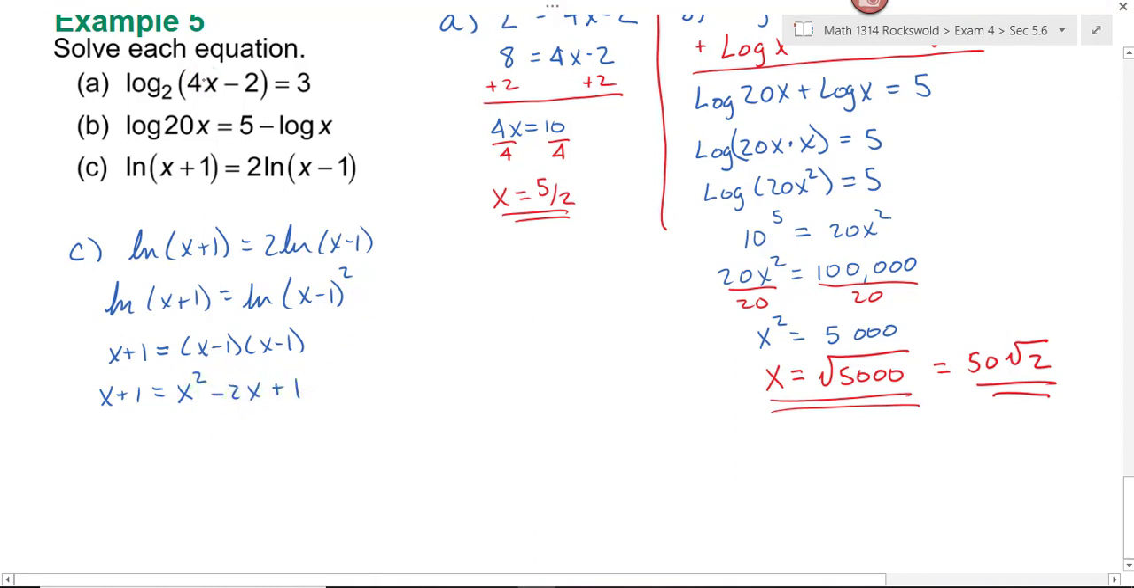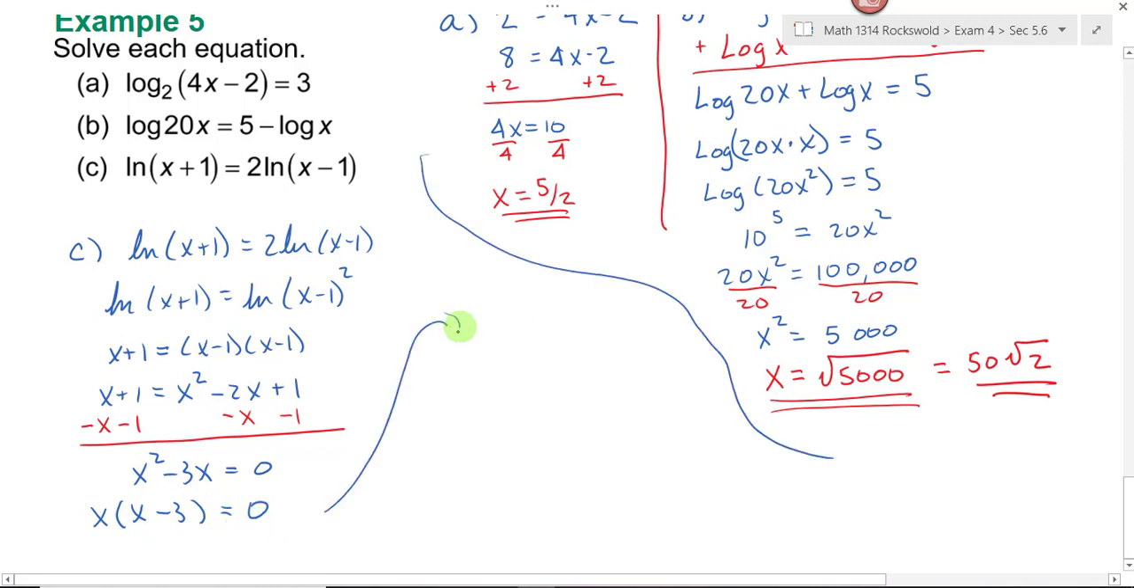This is a quadratic equation, so I need to set it equal to 0, so I'm going to subtract an x from both sides and subtract 1. And when I do that, I get x squared minus 3x equals 0. This will factor because I have a common factor of x that I can pull out, and I get x times x minus 3 equals 0. That means that either x is equal to 0 or x is equal to 3.